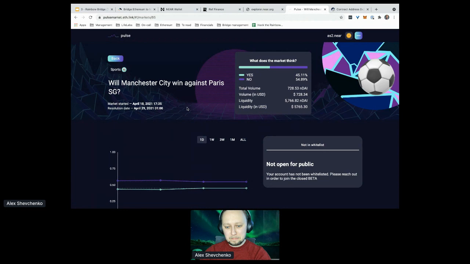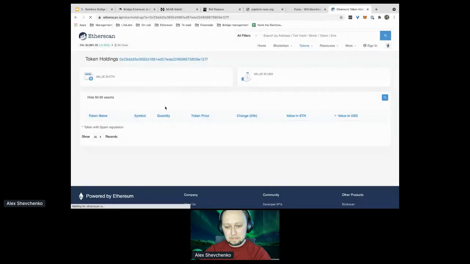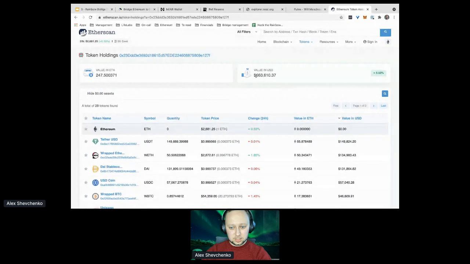And the very last thing that I would like to show to you is some stats. Actually, I'm going to show you the Etherscan account. This 23DDD3E is actually the connector account, the connector of the Rainbow Bridge that holds all of the tokens that are bridged at the moment to the Near blockchain. And you can see the stats on this. We can go here and see that there are already more than 663,000 worth of US dollars bridged from Ethereum to Near, and this number is continuously growing.